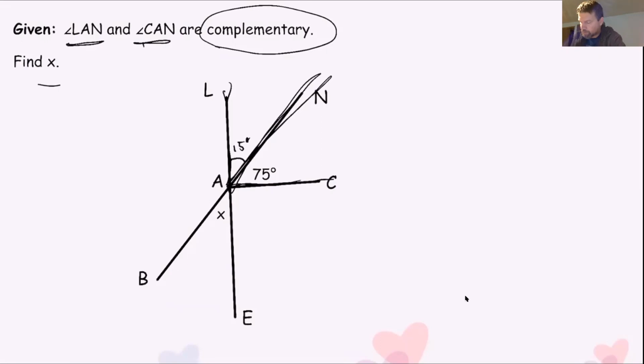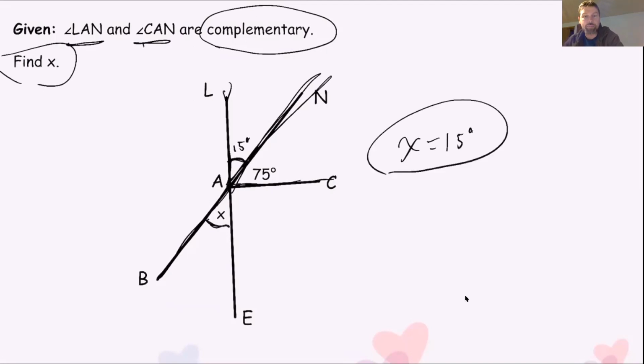Oh, and then it says I really want to find x, but now I got it. X right there. Notice how it's across from this angle, right? And two lines intersect. Those are vertical angles. So I know x must be 15. All right. Let's actually go about the proof of it then.